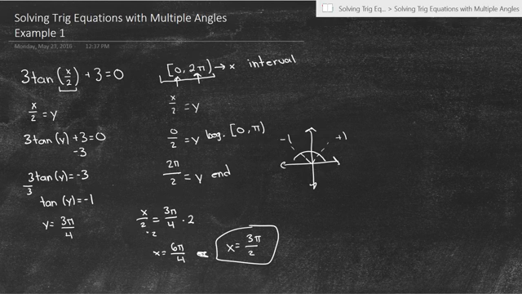I hope that made sense. These are like the toughest types of trig equations. So remember, what we did here is we changed whatever was inside the parentheses to a new variable we named y, and then we used the same ratio to change the interval. Then we found the answer in that interval, and then just converted back and found the x.